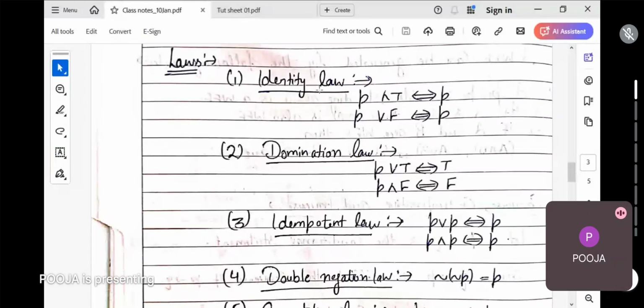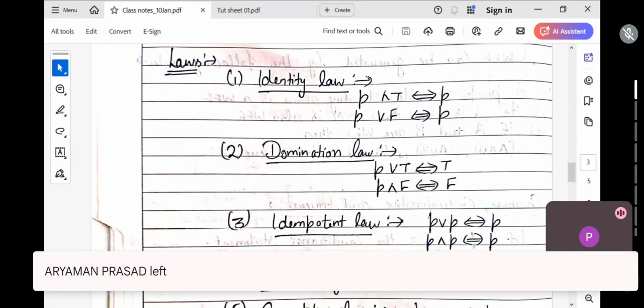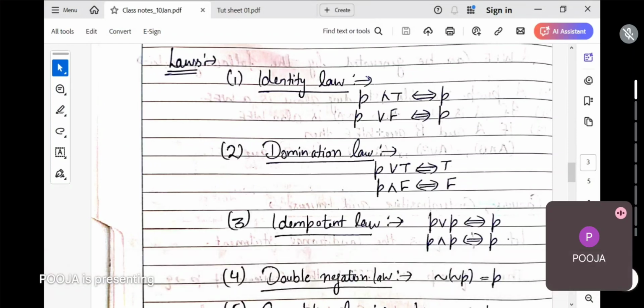Identity means anything which is not changing the given proposition. So what should I do, conjunction or disjunction, with proposition P so that I obtain the proposition P only? If I take conjunction with a tautology, then I will get P. And if I take disjunction with a fallacy, then I will get P. Fallacy means all rows false, tautology means all rows true. So this is the identity law.